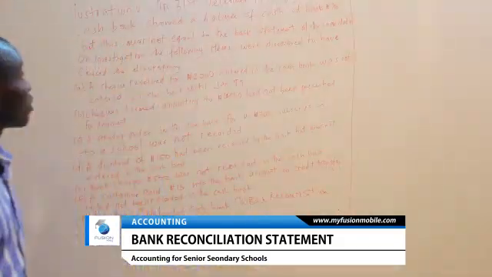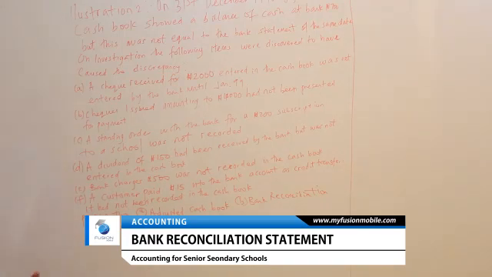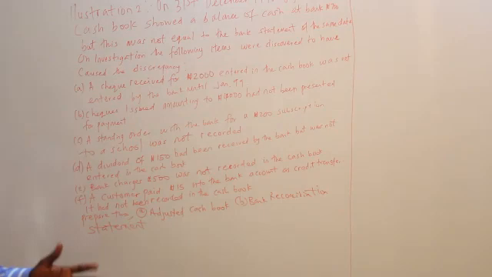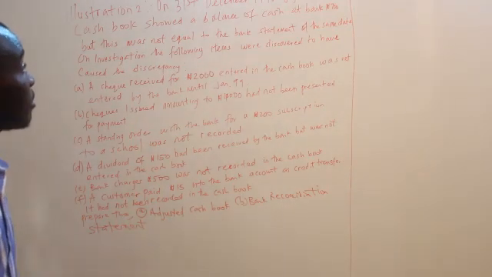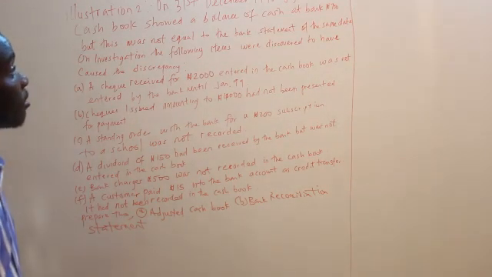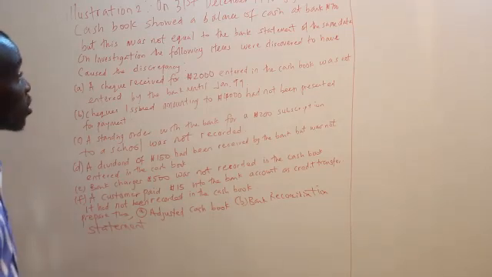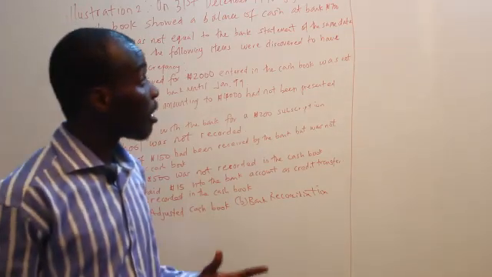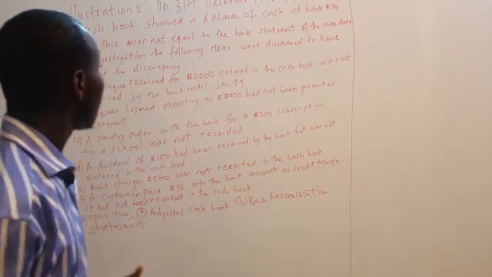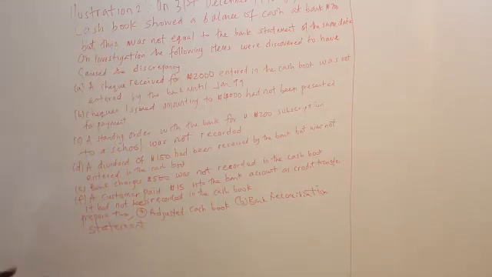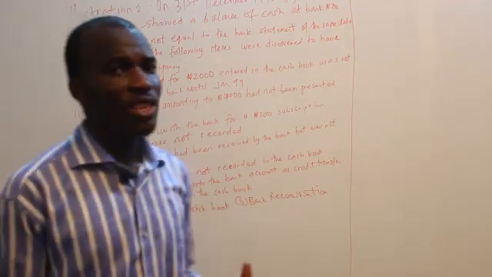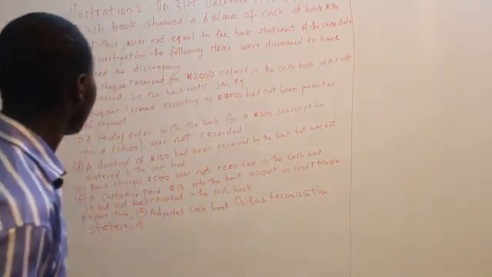So we have an illustration of bank reconciliation on an adjusted cash book. On 31st December 1998, Ojoge and Co.'s cash book showed the balance of cash at bank as 700, but this was not equal to the bank statement as at the same date. On investigation, the following items were discovered to have caused the disagreement.